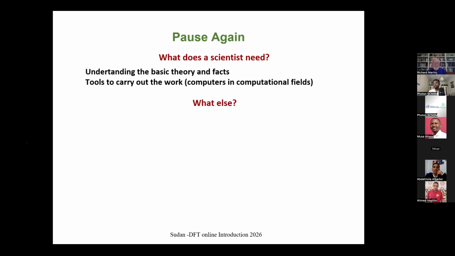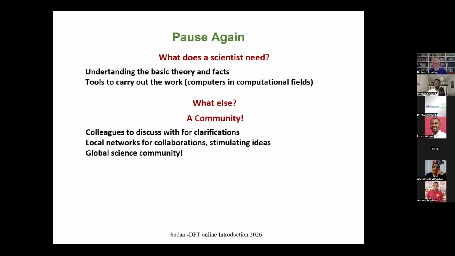But what else? You need a community. This is not the type of problem that you work on in isolation. You need colleagues to discuss with. You need local networks for collaborations and stimulating ideas. You need connections to the global science community. That's where you find out what's state of the art and what's going on nowadays, what's worth doing, where you can do work that will make a big difference.